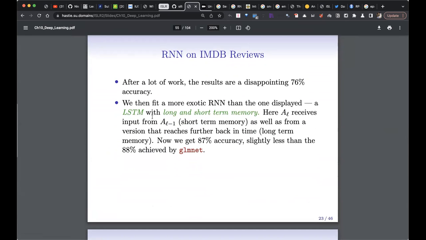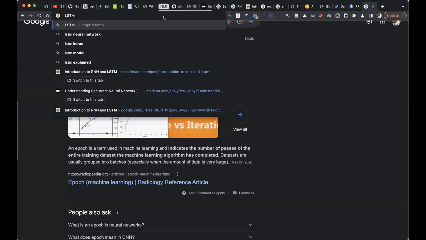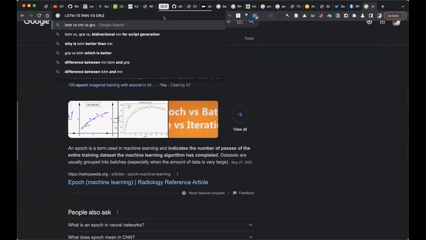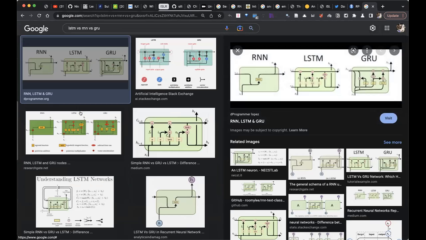RNN has many variants. One is called LSTM, which stands for long short-term memory. There is another one called GRU, Gated Recurrent Unit. If we look at LSTM versus RNN versus GRU, these are the structures of the different models. This is the vanilla RNN structure, this is LSTM, and this is GRU. They are all based on RNN.